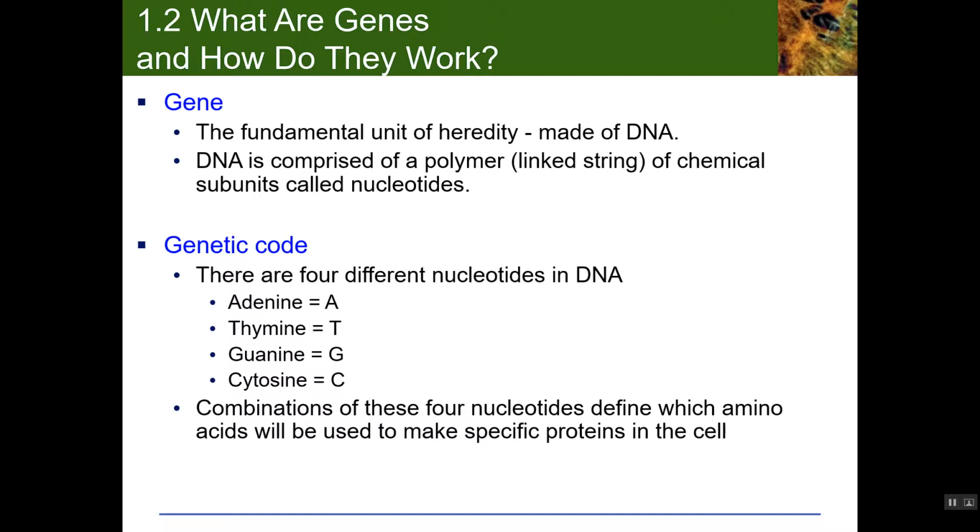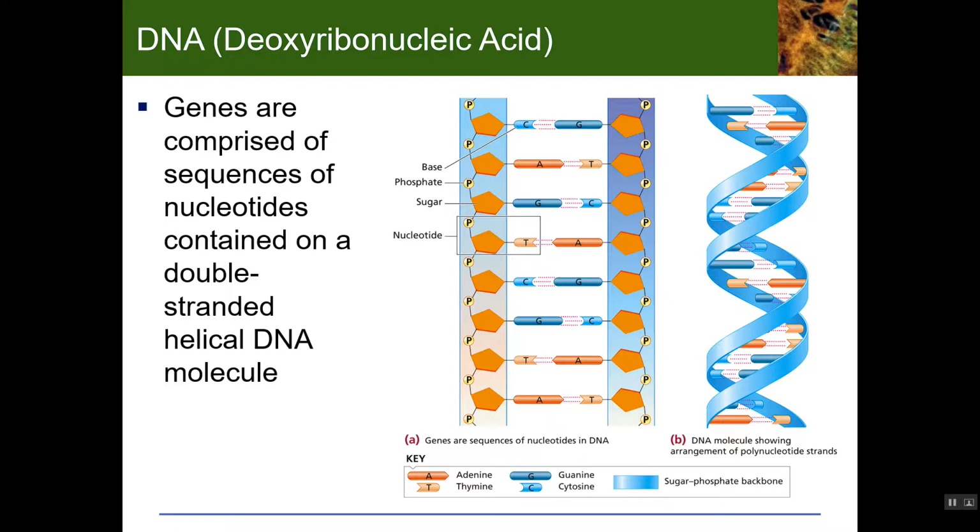Now, there are 4 different nucleotides in DNA. They are adenine, thymine, guanine, and cytosine, represented with A for adenine, T for thymine, G for guanine, and C for cytosine. Combinations of these 4 nucleotides define which amino acids will be used to make specific proteins in the cell. Genes are composed of sequences of these nucleotides contained on a double-stranded helical DNA molecule. The DNA molecule is made up of a base and a phosphate sugar, and we call the base, the phosphate, and the sugar combined the nucleotide.